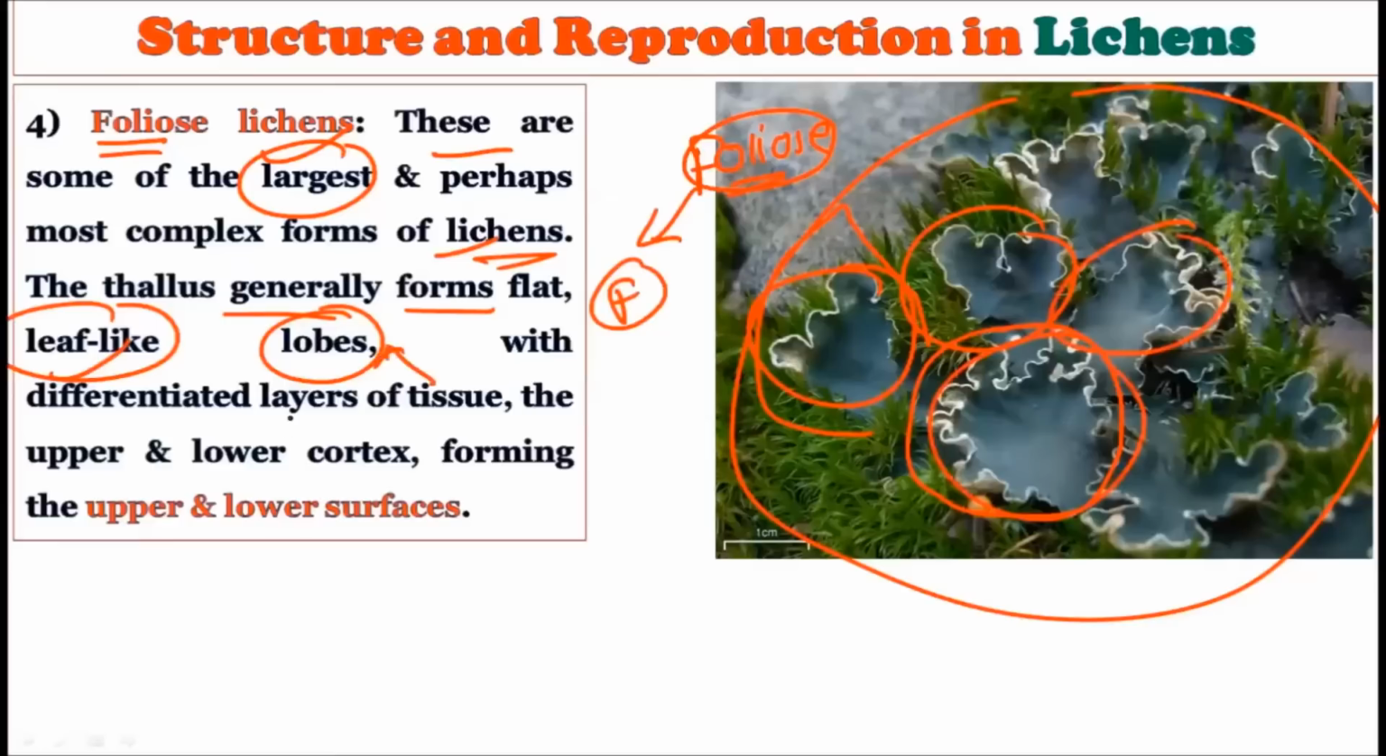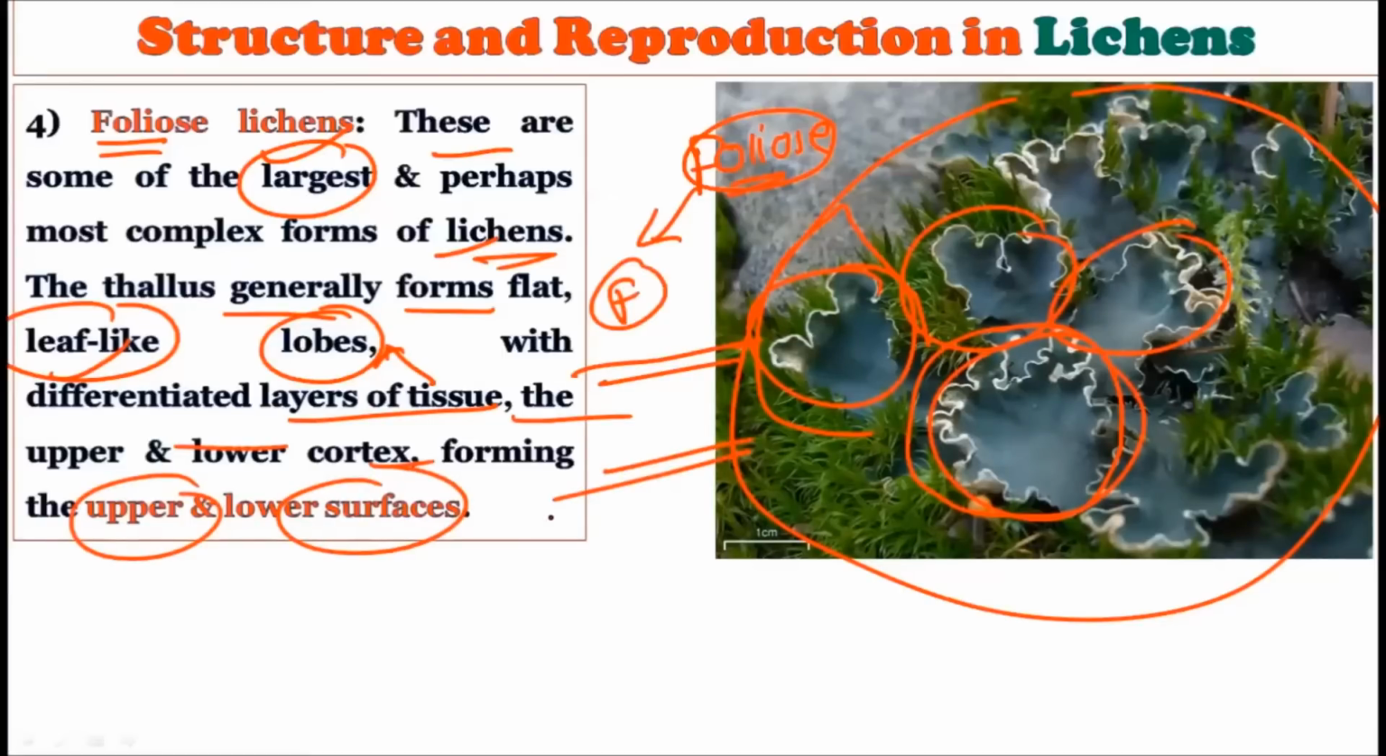Leaf-like lobes are there with anatomically differentiated layers of tissue. Anatomically, they show very much differentiation. The upper and the lower cortex is there, forming the upper and lower surfaces. There is a presence of upper cortex, there is a presence of lower cortex. All the layers are strictly differentiated. And that is why we consider them more advanced than all the Crustose lichens, Squamulose lichens, or the Fruticose lichens.